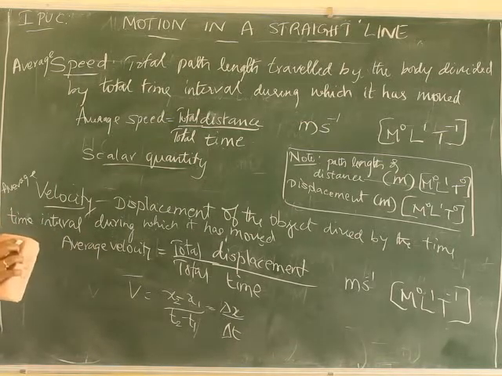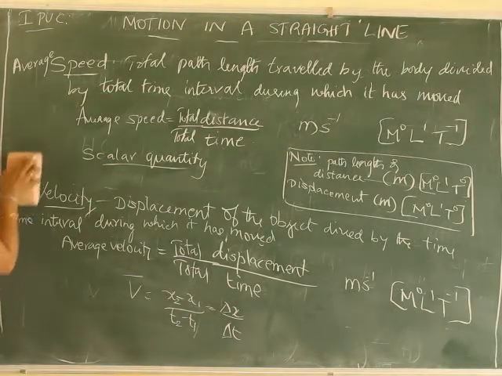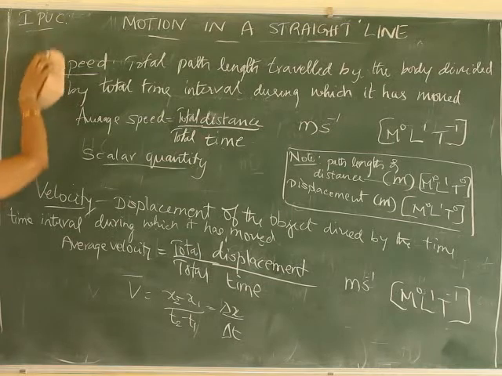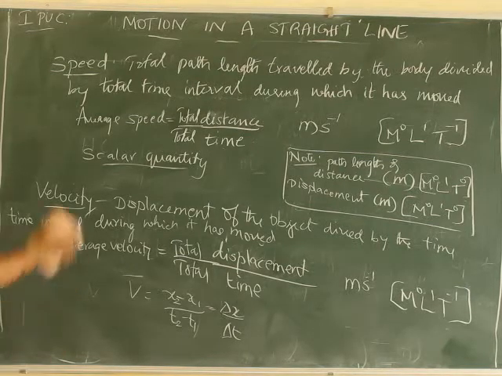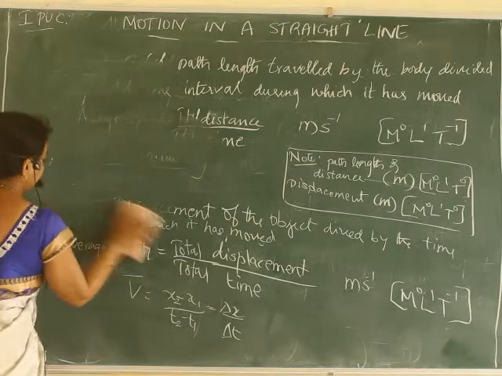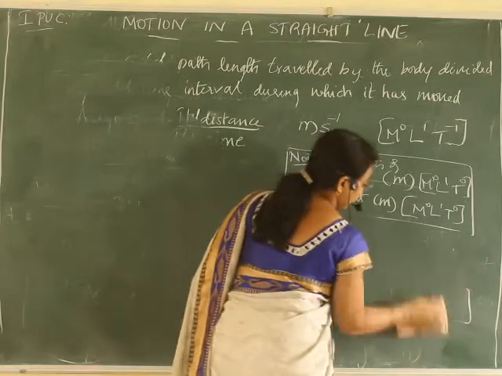So, what I said just now? Instantaneous velocity. Or instantaneous speed. What is instantaneous speed? It is the speed at a time, or speed at an instant, and it is defined as rate of change of... see, I'll write it so that it will be easy for your understanding.